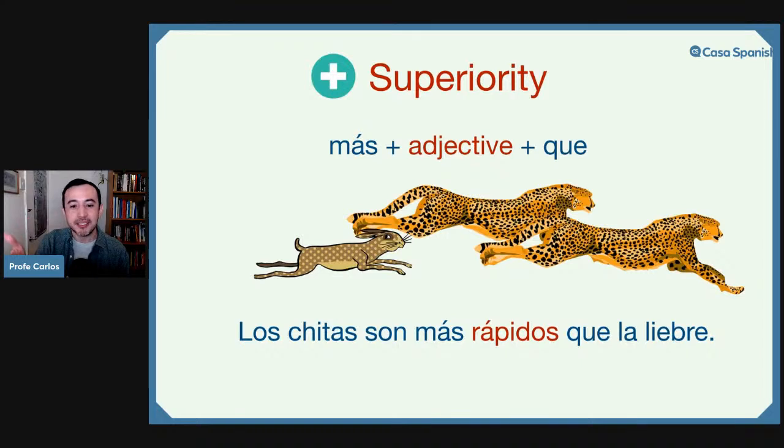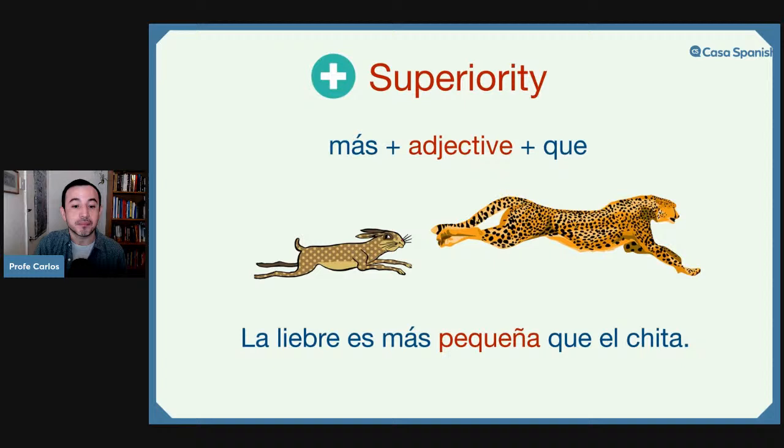Why? Because in English, when you say fast, you compare the adjectives and you say faster. In Spanish, we don't have that. We're literally saying the cheetahs are more fast than the hare. So in terms of the structure and the rule, it's not that complicated, but that is the part that you have to be careful about: the agreement between the adjective and the noun.